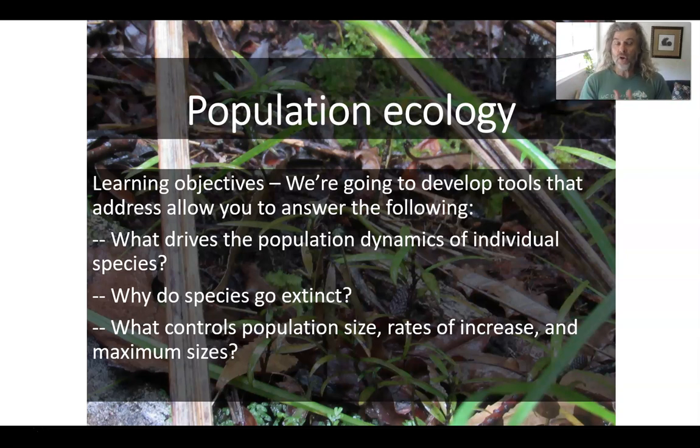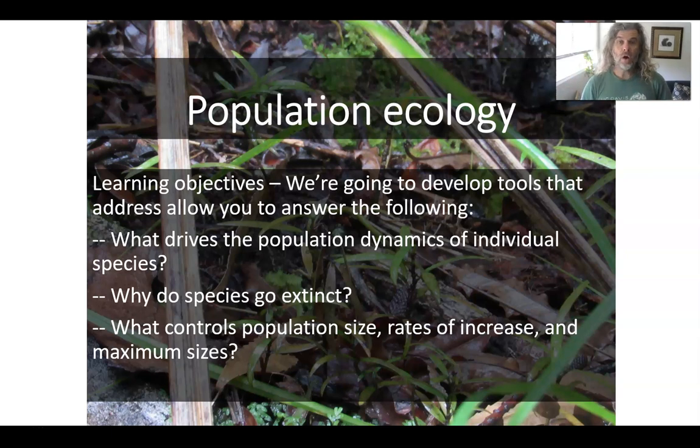And then also, very practical, what controls population sizes, or the rates of increase and their maximum sizes. When you understand these, in particular when you can manipulate them, you can anticipate many problems that occur in forest ecology, in natural resource ecology, and you may also be able to intervene.